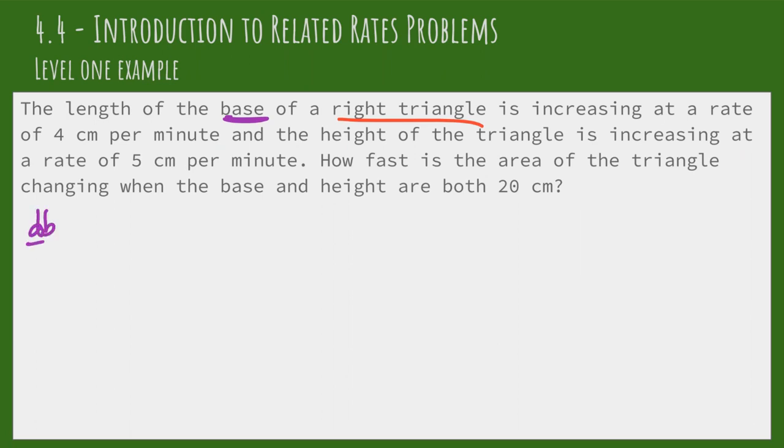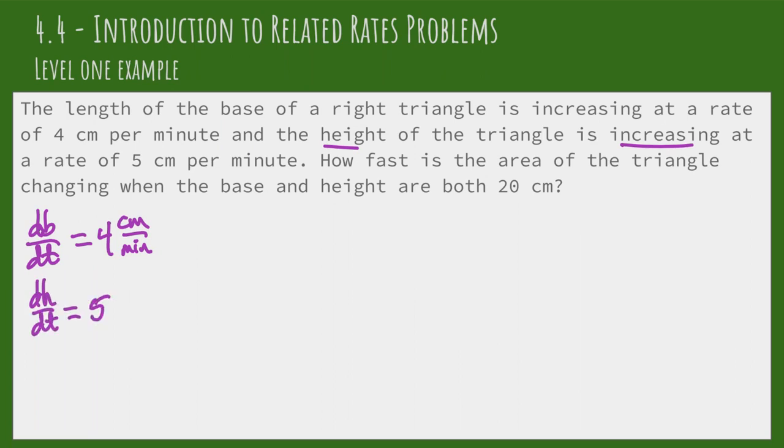So I'm going to call that dB dt. So B is going to represent the base of this, and dB dt is going to be 4 centimeters per minute. Then we have the height changing. So the height is increasing at a rate of 5 centimeters per minute. So we'll call that dh dt, and that's going to be 5 centimeters per minute.